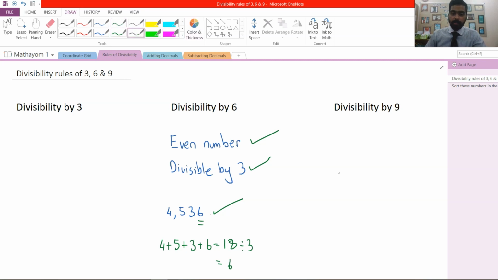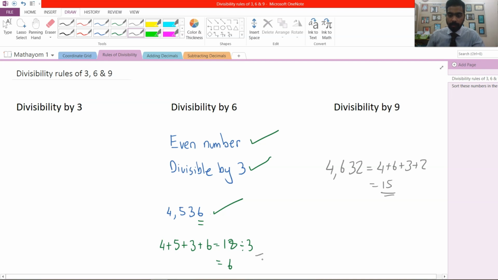Now, let's say I give an example, 4,632. Now, by taking the sum of the digits, we see that 4 plus 6 plus 3 plus 2 gives us 15. And we know that 15 cannot be exactly divided by 9. Therefore, this number cannot be divided by 9 and give us an exact whole number answer.